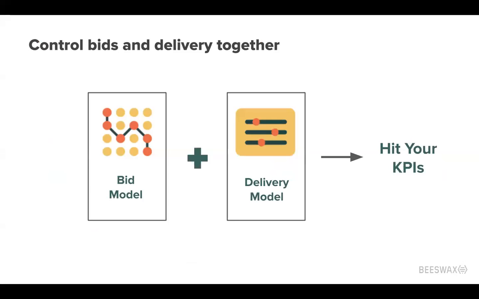And it's worth noting, just coming back to the beginning, that we think of delivery as being independent from your bid price, and that you can use our bid model feature along with delivery models. And this is what our typical customers are doing. They have one model, which is specifying the bid price, and another model, which is specifying the delivery allocation. And together, you can hit your KPIs if you combine them in the right way.